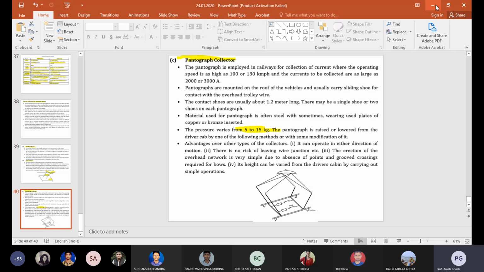Is there any query? Sir, what about the mid-term syllabus and pattern?